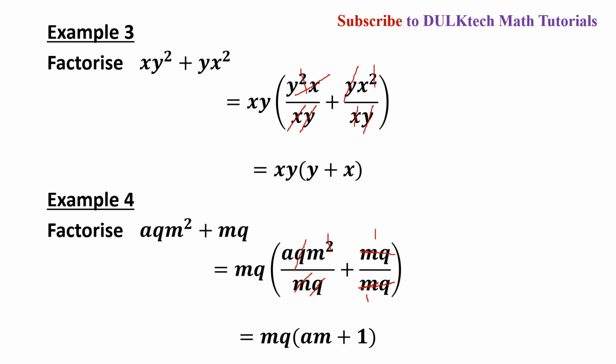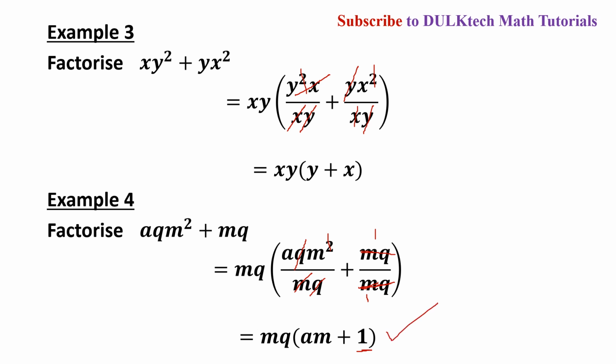Please be careful here. Mq over mq is 1. Mq over mq is not equal to 0. We are dividing, so mq into mq is 1. So 1 over 1 is 1. Be careful here. So our final answer is this one.